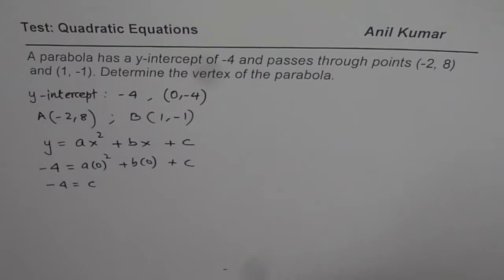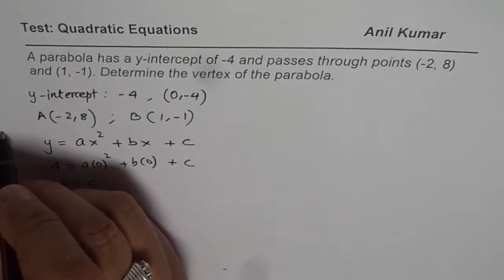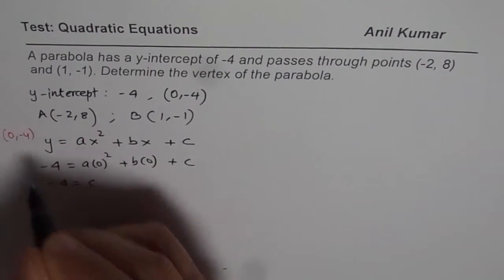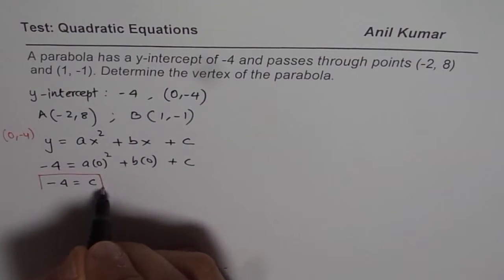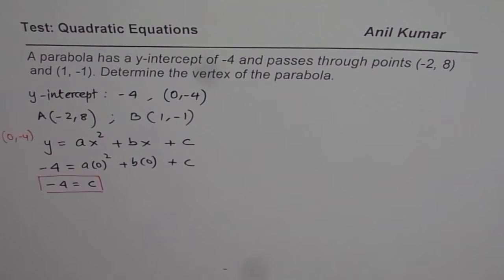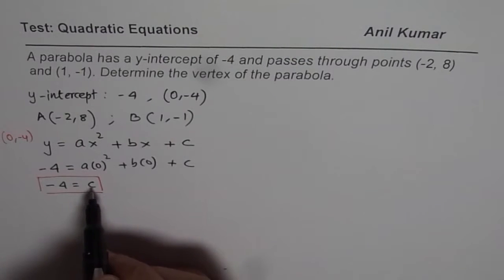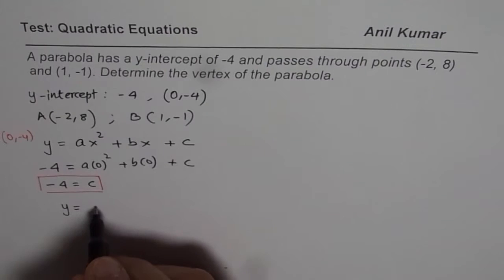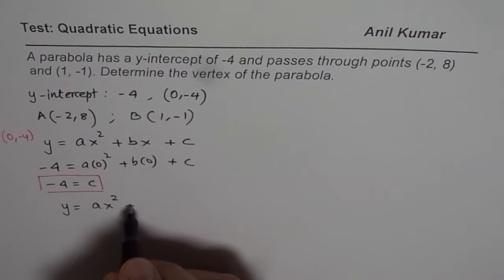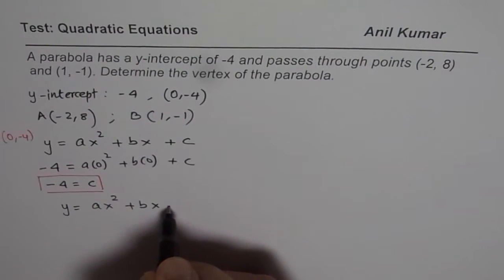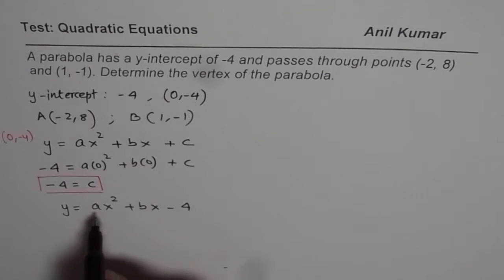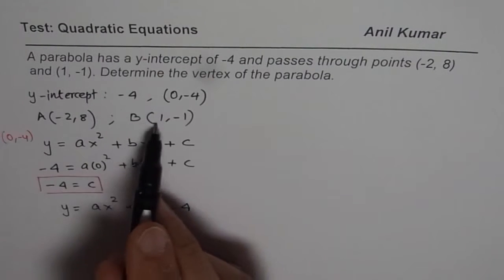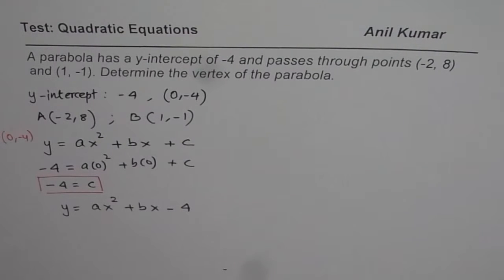So we have used one of our points, which is (0, -4), and we got the first value of our unknowns, which is c equals -4. Now let me substitute c equals -4 in the equation. So we have the equation as y equals ax squared plus bx minus 4, correct? Two unknowns and we still have two points to work with.